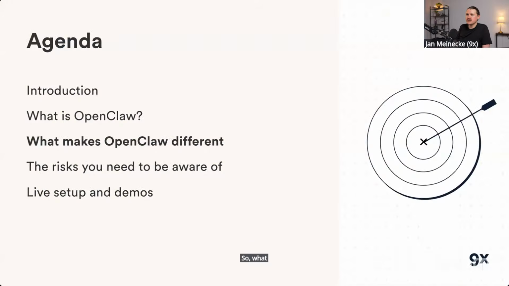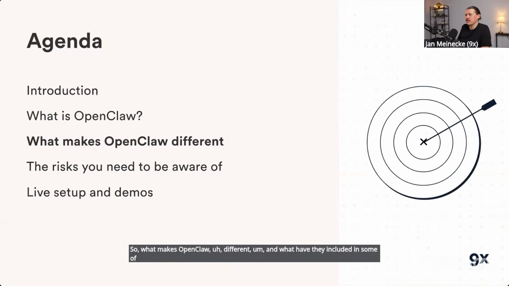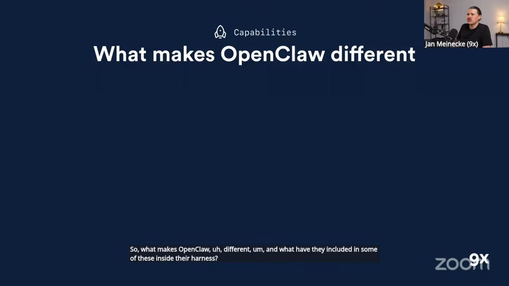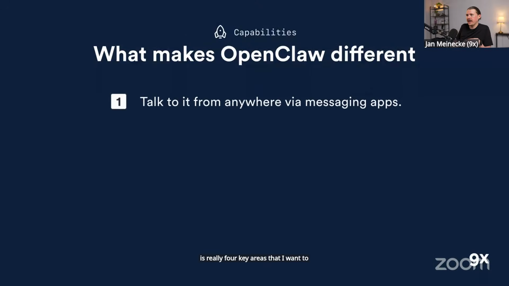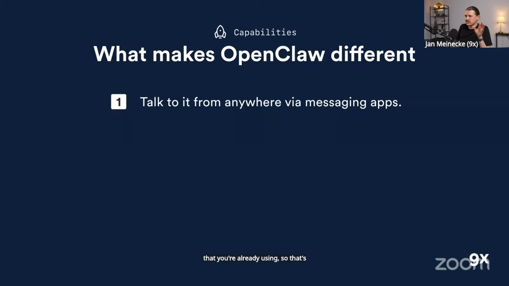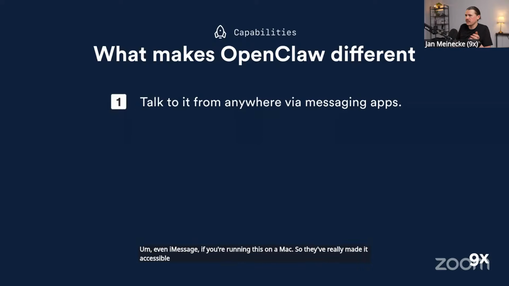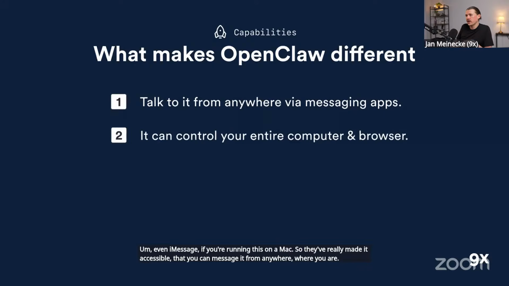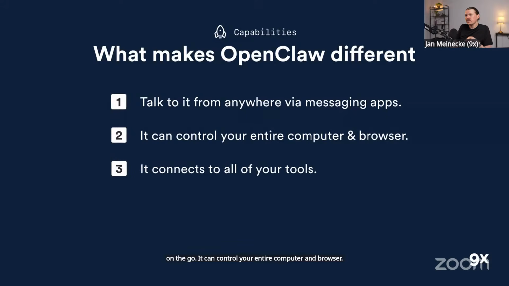So what makes OpenClaw different, and what have they included inside their harness, is really 4 key areas that I want to point out here. First of all, you can talk to it from anywhere via messaging apps that you're already using. So that's Telegram, WhatsApp, Slack, even iMessage if you're running this on a Mac. So they've really made it accessible, so you can message it from anywhere you are on the go. It can control your entire computer and browser. It connects to all of your tools, and it can be proactive.